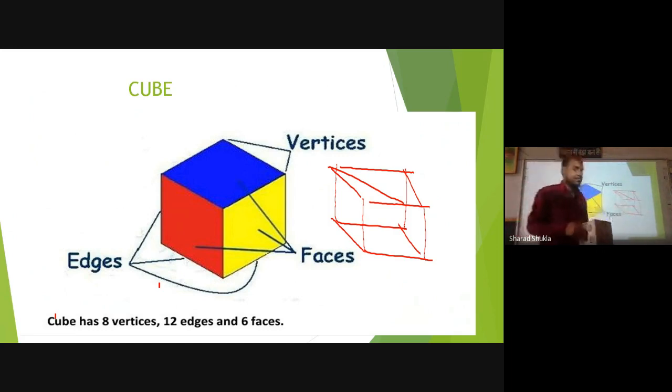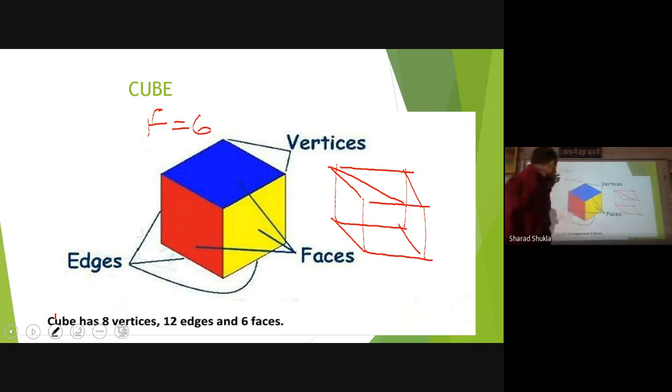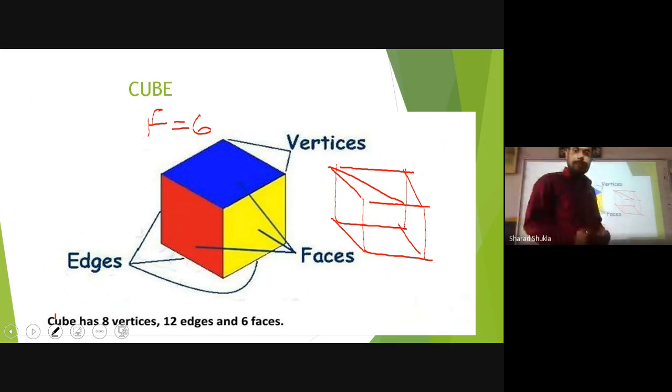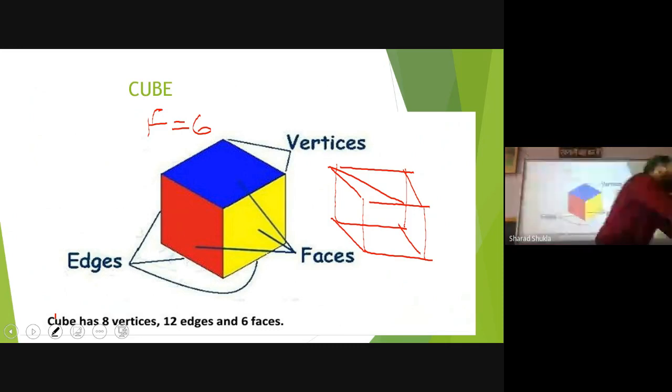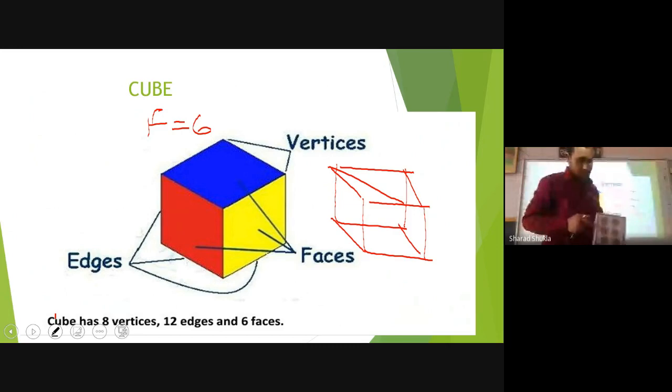So six faces. The cube has six faces, and so we write here faces is six. Next, we find the edges. How many edges? So we count the line segments. 1, 2, 3, 4.